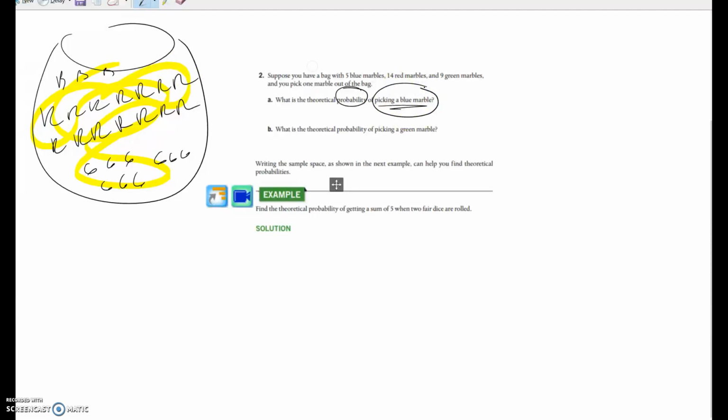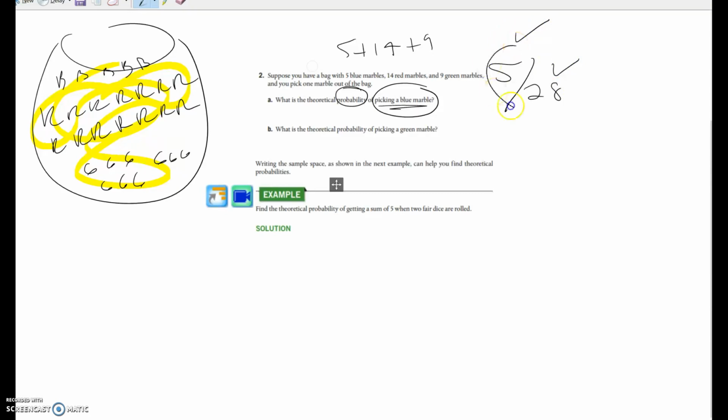Well, I only drew 3 of them. There are 5 blue marbles. So 5 chances to get a blue out of the total number of chances. So if you take the 5 and the 14 and the 9, right? So that would be 28 total chances. So the chances to get what you want, which is blue, over the total number of chances.